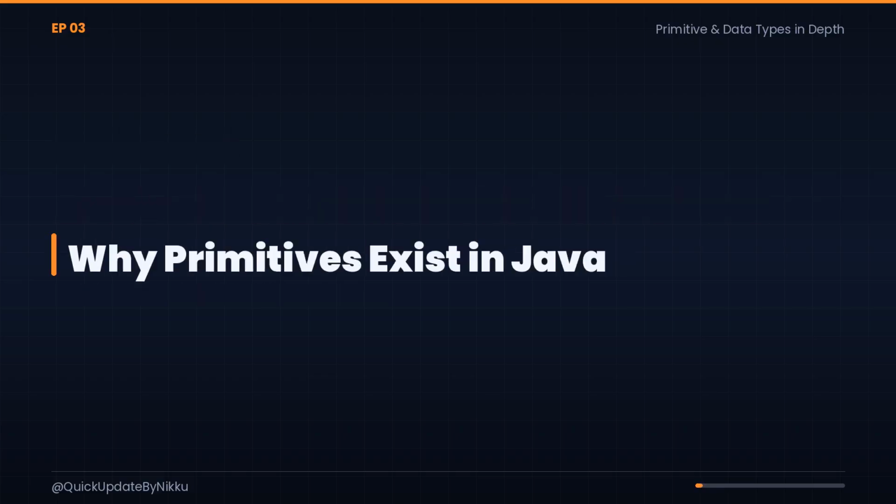Java markets itself as an object-oriented language, yet it ships with 8 types that are not objects. That tension is not an accident or an oversight, it is a deliberate engineering decision rooted in how CPUs and memory actually work. Understanding that decision is the first step to mastering the type system.